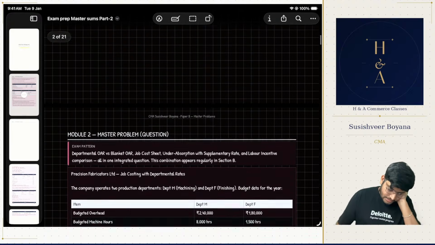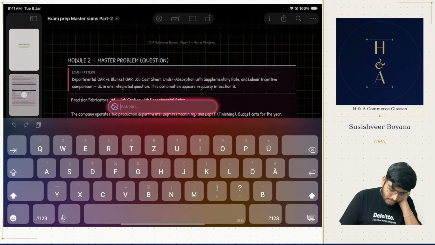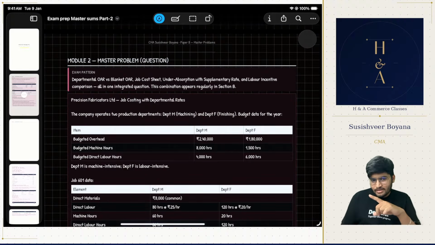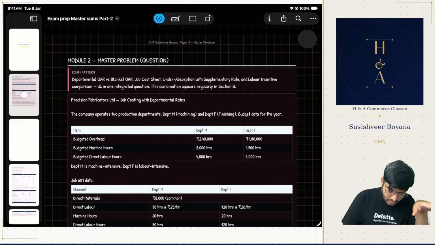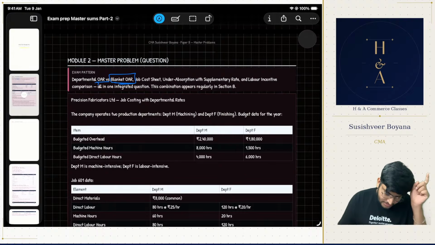Okay. Just to give you a brief. What is overhead absorption rate, we know. So what is blanket rate? Blanket is basically the application of just one rate across all departments. This blanket rate is the application of one overhead absorption rate throughout the entire entity.